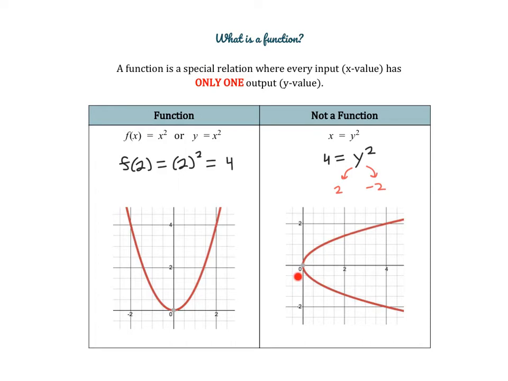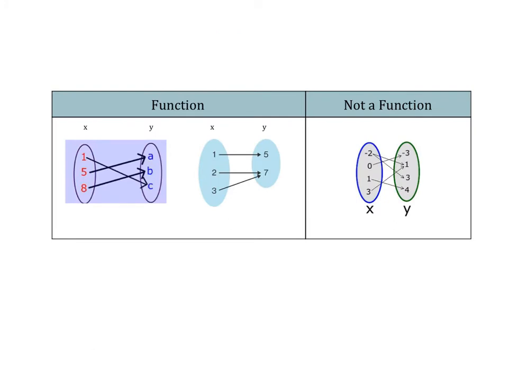Graphically, something that's not a function would fail that vertical line test. So again, if you take your pencil or draw any vertical line, notice that it crosses my graph at two different points. As soon as you notice that your graph crosses a vertical line at more than one point, we can tell that it is not a function. So today we are going to be working with the domain and range of functions. Here's another visual representation of what a function looks like, or something that's not a function.